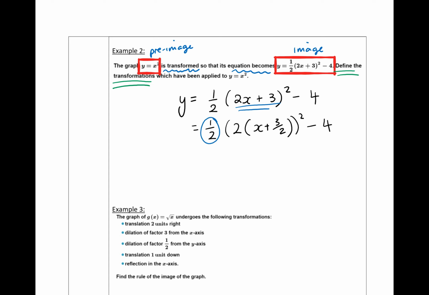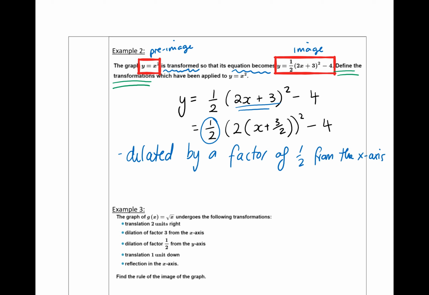Remembering Dr. T, we would say that this has been dilated by a factor of 1/2 from the x-axis. It's been dilated by a factor of, it's also 1/2 because I need to describe it as 1 on 2. But this one is from the y-axis.